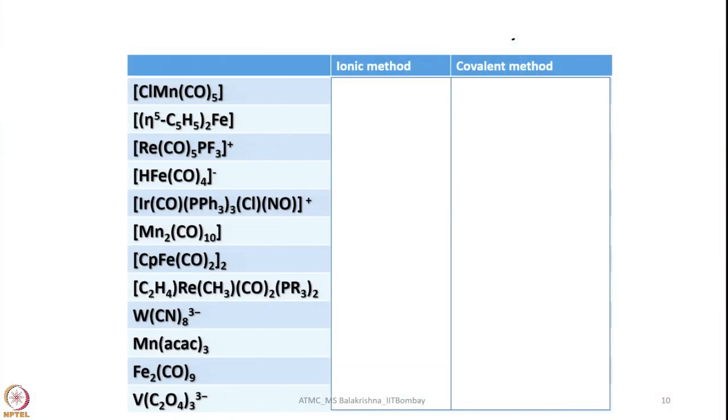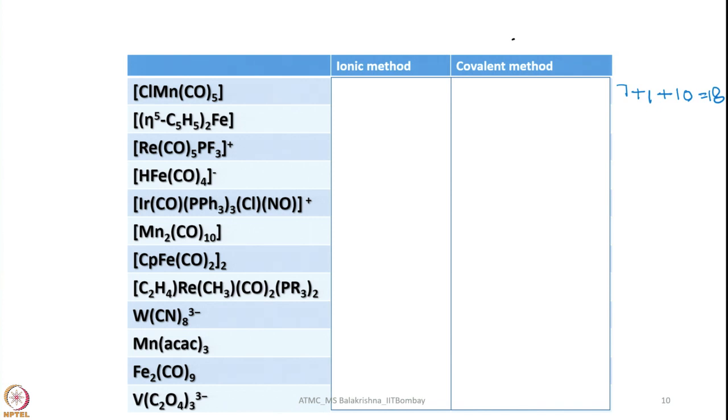So now I have given several complexes in this table, and I hope you should be able to do it. Let me do one or two examples to make you familiar once again, and let me start with the covalent method. So manganese has 7 electrons, and then chlorine is giving 1 electron, and then carbon monoxides are giving 10 electrons, so it is 18. Fantastic, 18 electrons are there.